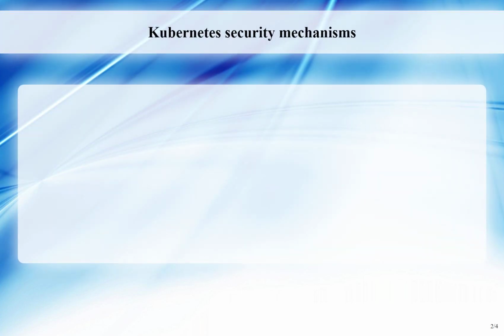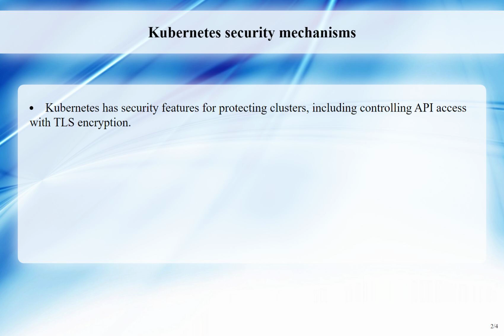Kubernetes Security Mechanisms. Kubernetes offers various security features and controls to protect the cluster and its resources. One key aspect of security is controlling access to the Kubernetes API by configuring TLS for data encryption in transit and for data stored within the control plane.